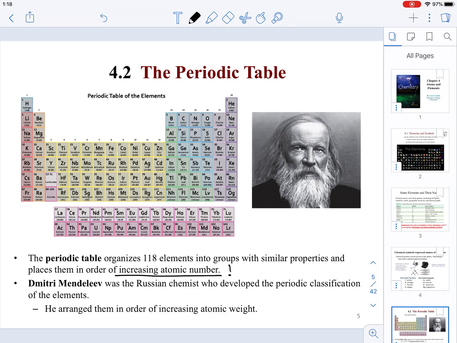The first person that initiated the organization of the periodic table is Dmitry Mendeleev, and you can see his image to the right. He was the Russian scientist that developed the first classification for the elements, but during that time, because the number was limited, he actually ordered them in terms of increasing atomic weight. Understand that this way of organization is no longer utilized, and the way that we organize it currently is based on increasing atomic number.